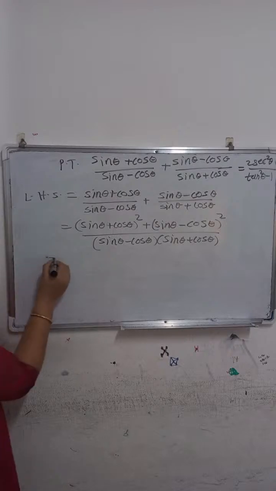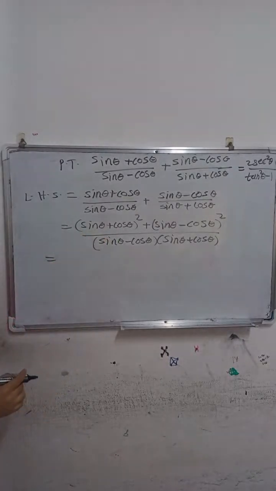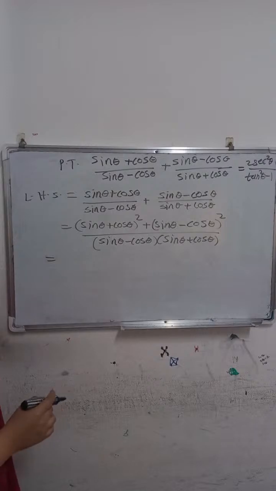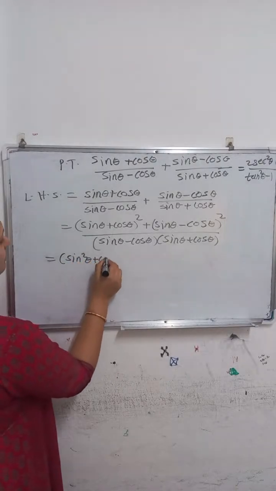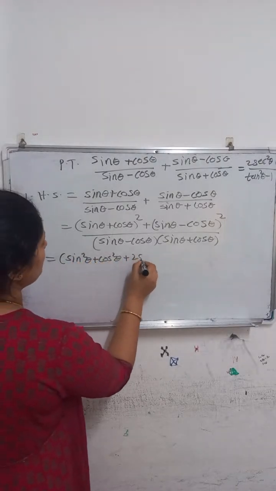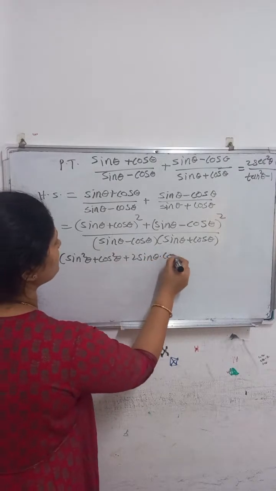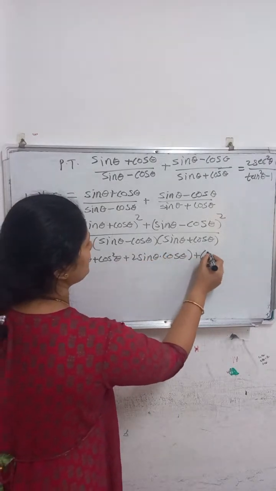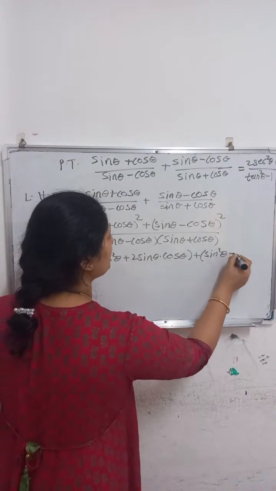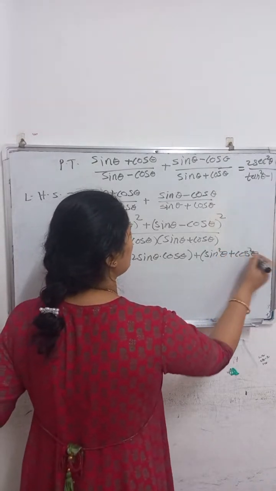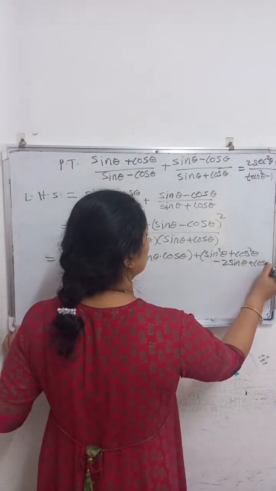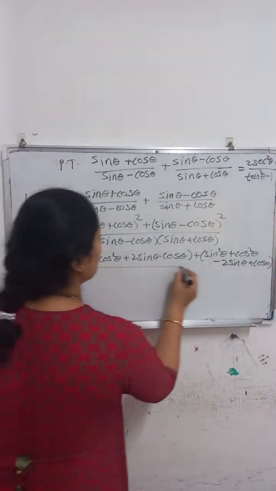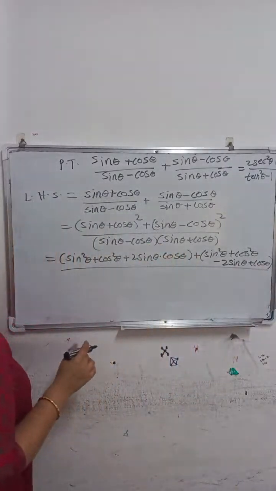So now what you can do, apply the identity: (a plus b) whole square is equal to a square plus b square plus twice ab. So I will write here sin square theta plus cos square theta plus 2 sin theta cos theta, plus sin square theta plus cos square theta minus twice sin theta cos theta. And I will apply the identity in the denominator also.